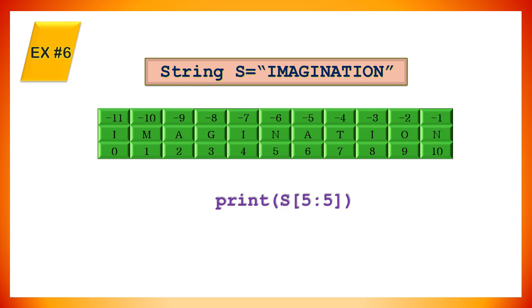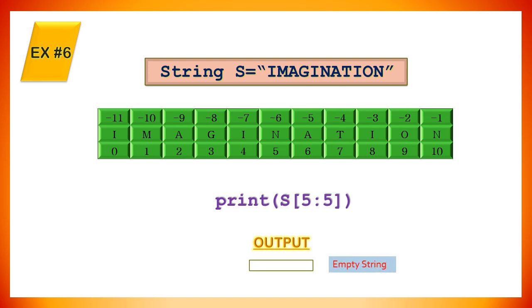Next, S 5 colon 5. Now see, starting index is 5 here. Ending index is also provided 5 here. So if we subtract 1 from the ending index, 5 minus 1 will be 4. So 5 colon 4. Starting index is 5, ending index is 4. So what will happen? It cannot generate any character.